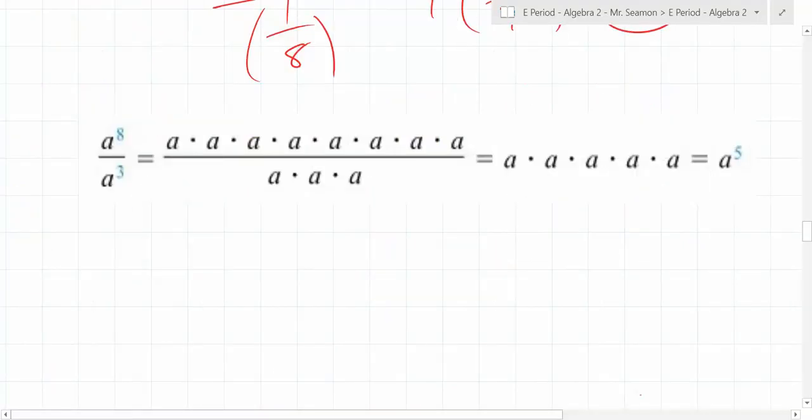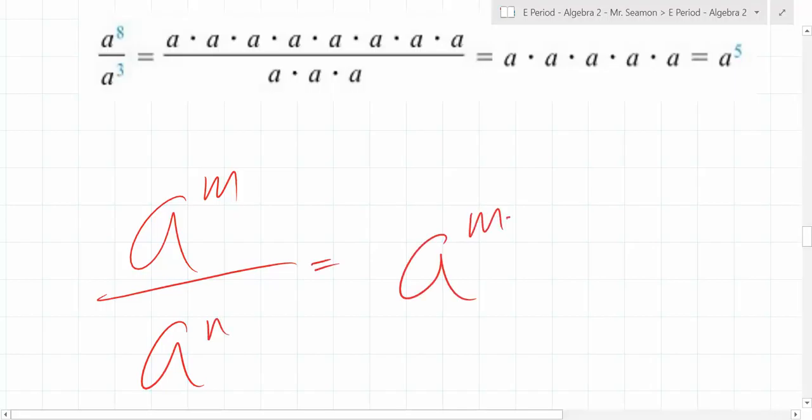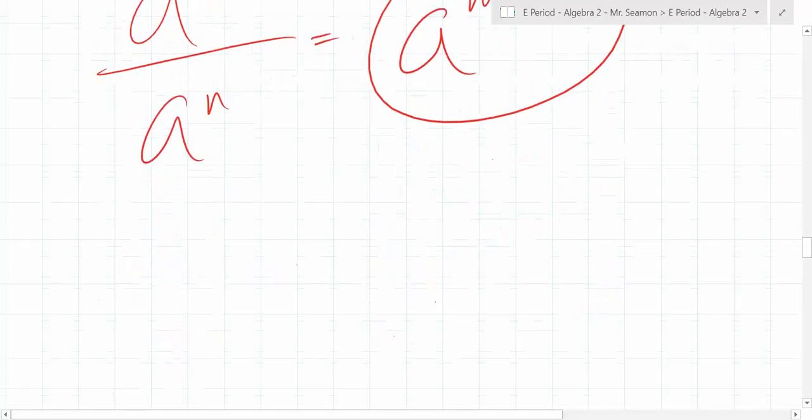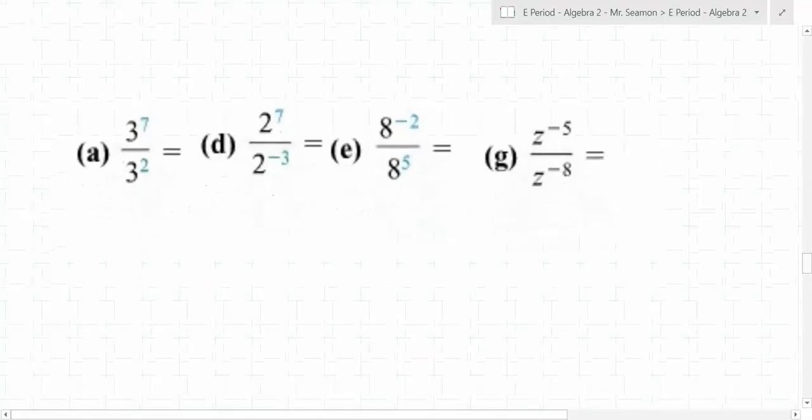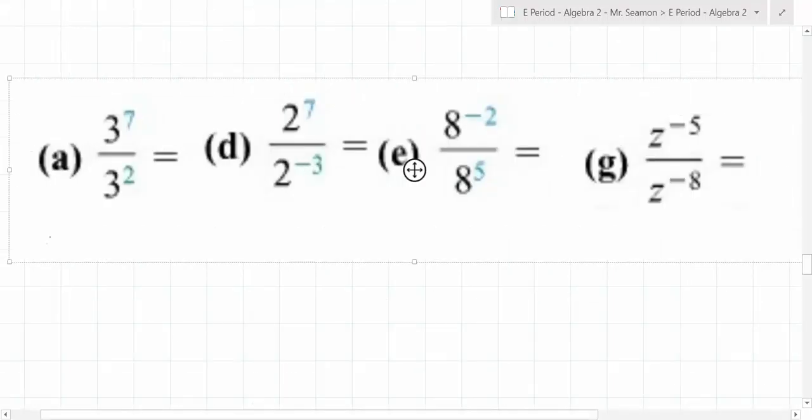So a to the m over a to the n, what's that going to be equal to? Yeah, you subtract. Absolutely. Very good. So try this for me. Simplify these four for me. You're just subtracting. So I think this one was 3 to the 7 minus 2. What is that equal to?